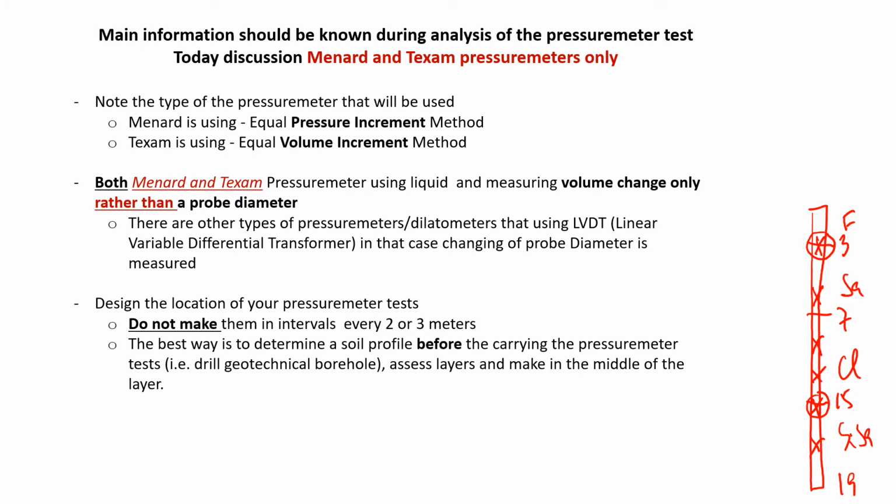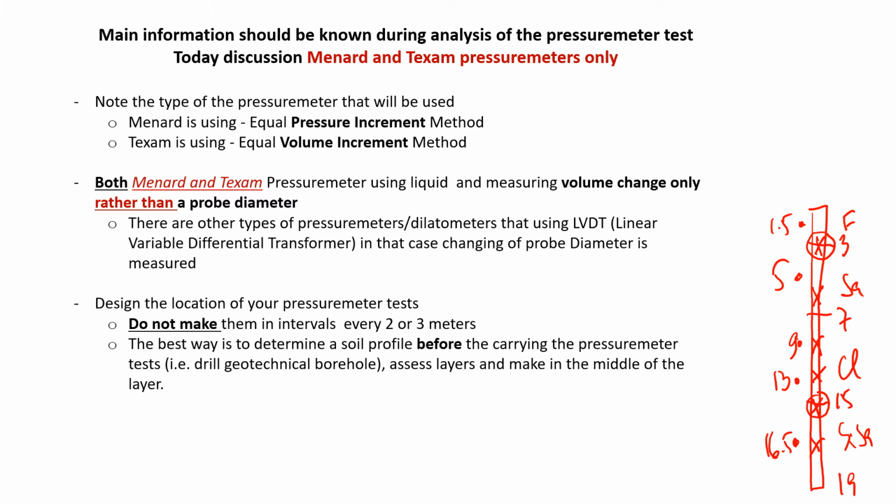I have no idea. So my suggestion: you can do 1.5, then 5 meters, then 9, then 13, and let's say 16.5. And how to do it? Very simple, guys. Generally, in 90-95% of projects, you never carry out the Pressuremeter test in the same borehole when you carry out SPT, the geotechnical investigation boreholes.